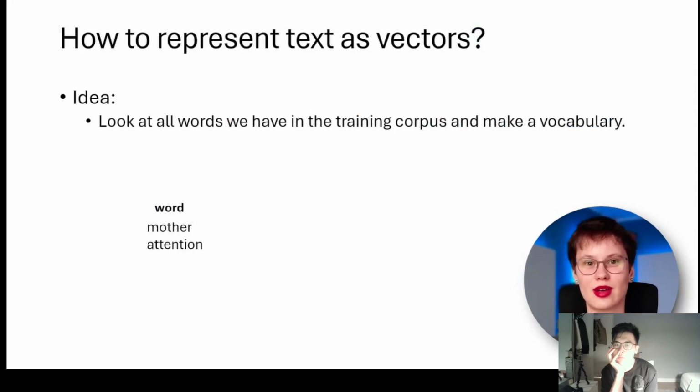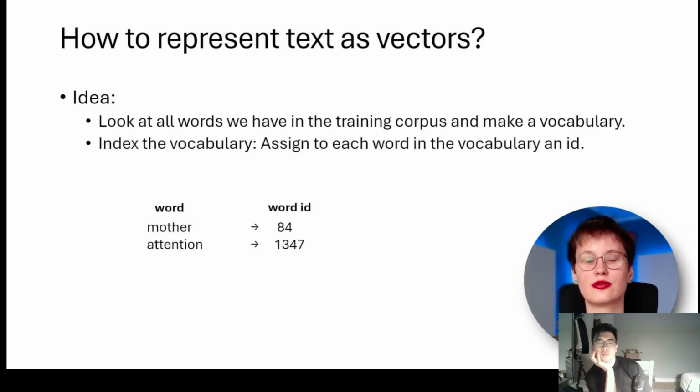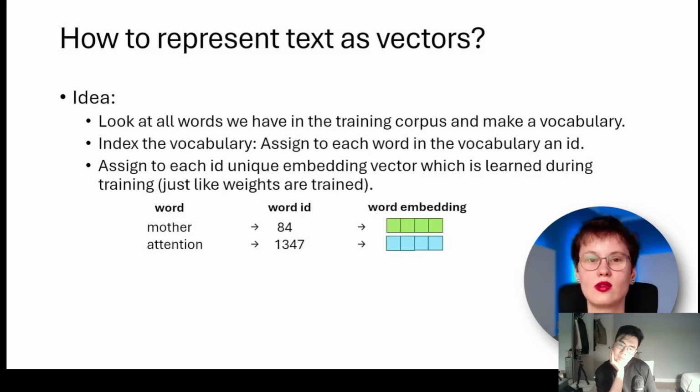Well, we can use a naive idea and see how far we can get with it until we have to fix it. Namely, we can first look at all the words we have in a training corpus and make a vocabulary. Then we have here mother and attention and any other word we have encountered in our training data, and we can make a dictionary out of it. So we give every word a word ID, and to each word ID we give a unique word embedding. The question is which unique word embedding? It doesn't matter, one can initialize it randomly and we can update these word embeddings during training.